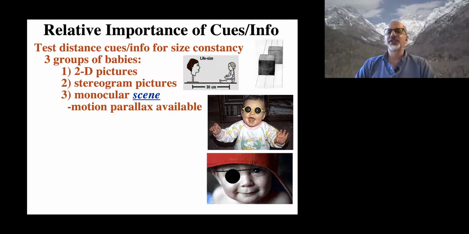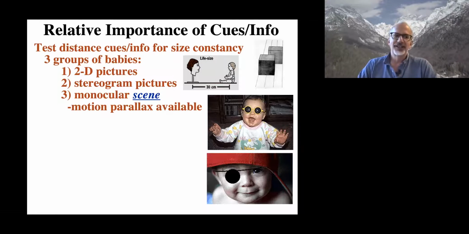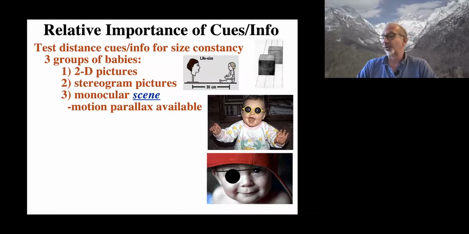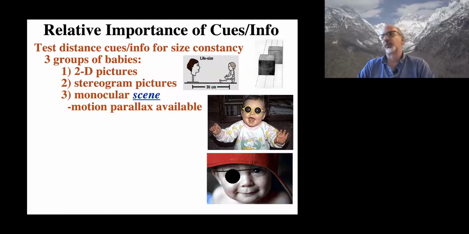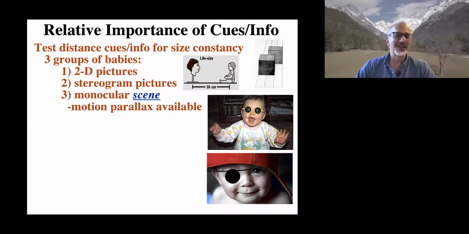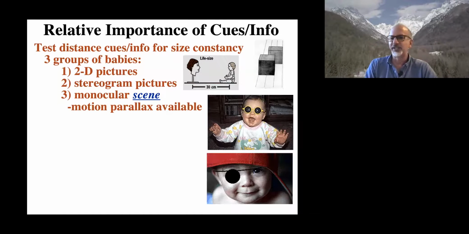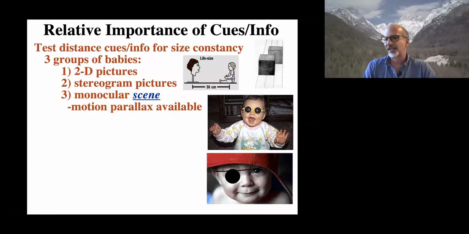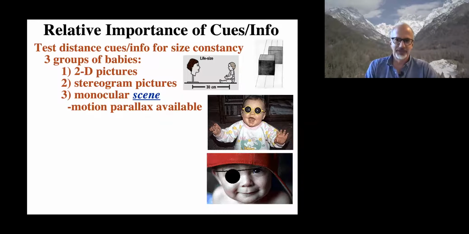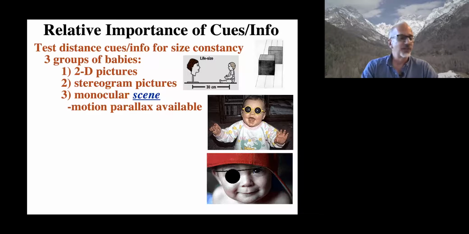All right. So the question is, which of those three groups of babies is going to show the best performance when it comes to size constancy? And you can test it the same way, with head turning and all that sort of stuff. Again, we're using cubes here, not mannequins, but it's the same sort of thing. Will the cube be perceived as the same size at different distances, depending on the types of visual input they have? And so here's what you find.